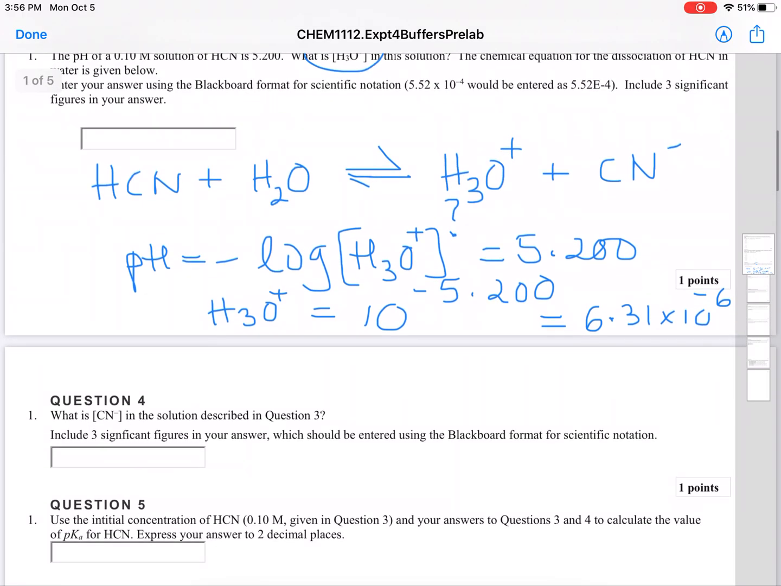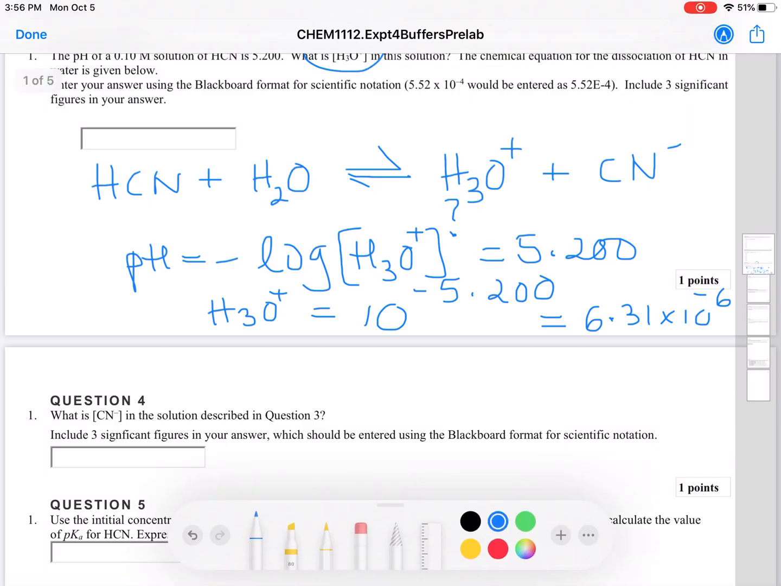So we found the hydronium ion concentration. We want to find out the cyanide concentration. So let's say you started with a 1 molar solution of hydrogen cyanide. Initially we don't have anything, 0, 0. Let's say X amount is being reacted. Then we're going to be making X amount of hydronium ions and cyanide ions because they are in a 1-to-1 ratio.